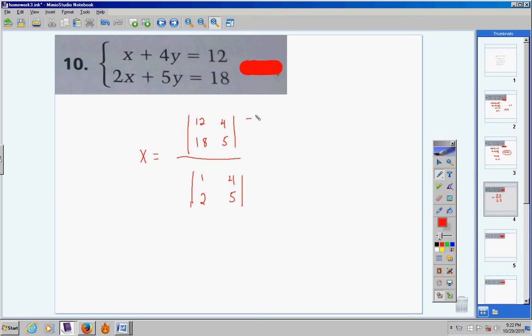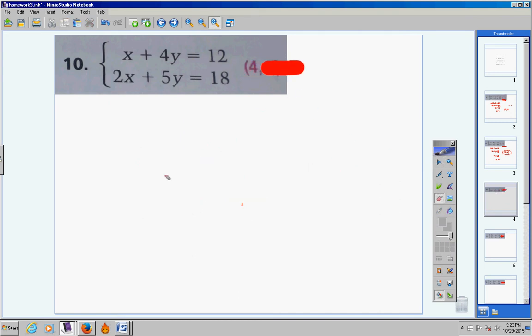So I'm going to put a negative 72. Multiply down, and we get a positive 60. So the determinant would be negative 12. Multiply up, we get 8, so I'll put a negative 8. Multiply down, I'll get a positive 5. Combine those, and we get a negative 3. So negative 12 over negative 3 is positive 4. Let's make sure we're correct so far. Good. So my x value is 4.